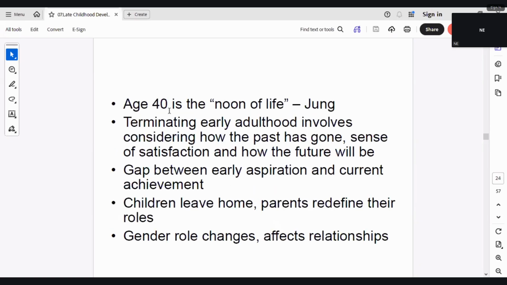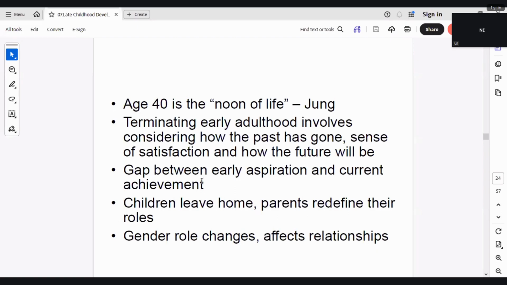Middle adulthood, so we're looking at 40 to 60. So 40 is the noon of life, according to Carl Jung. Terminating early adulthood involves considering how the past has gone, sense of satisfaction, and how the future is going to be. Gaps between aspiration and achievement. So here could be a time when people can have depression because of what they had built their life out to be and what it actually is, depending on that gap.